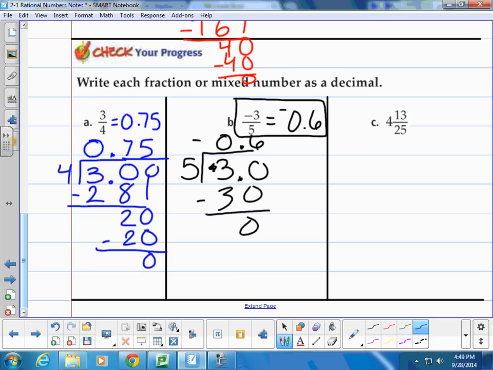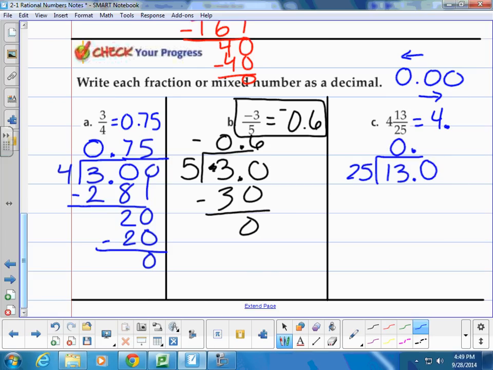Here, since I have 4 and 13/25, I know that in decimals, my whole numbers are to the left of the decimal, and my parts of wholes are to the right of the decimal. So I have 4 whole and then 13/25 as a part of a whole, so I have to find out that fraction. So 13 divided by 25 goes in there no times, but it goes into 130 5 times, and I know that because 4 times 25 is 100, and I know another one fits.